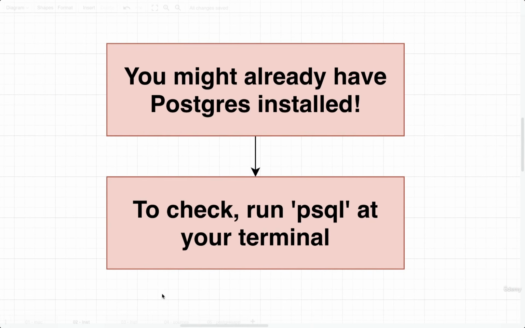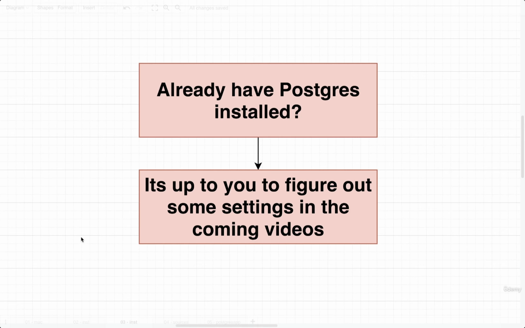If you already have Postgres installed, it's going to present just a little bit of a challenge. In the coming videos, I'm going to ask you to type in some different connection URLs, some different settings. And these different settings are going to change a little bit depending upon how Postgres was installed. So at this point, if you already have Postgres installed and running, I'd recommend you uninstall it and use the same method for installing it that I'm about to show you. Otherwise, it's going to be up to you to figure out some settings in the coming videos.